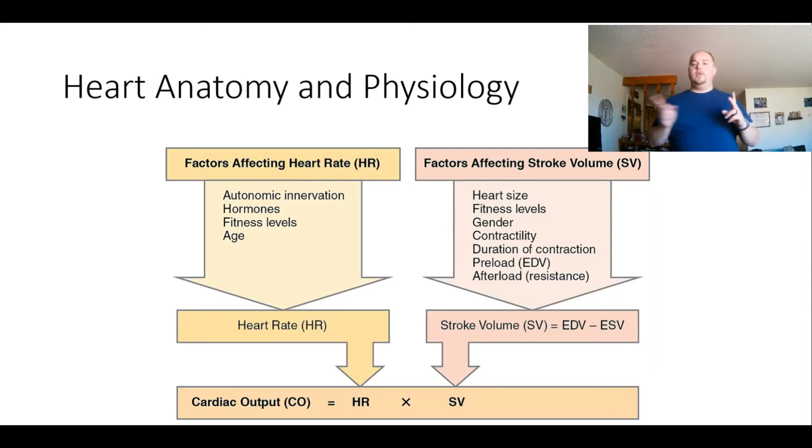So 2 times 2 equals 4. And 4 is going to be our cardiac output, and that's maintaining homeostasis. So if we decrease heart rate to 1, what is it going to take to still equal 4 in the cardiac output? We're going to have to increase to 4 in stroke volume to equal 4 in cardiac output.